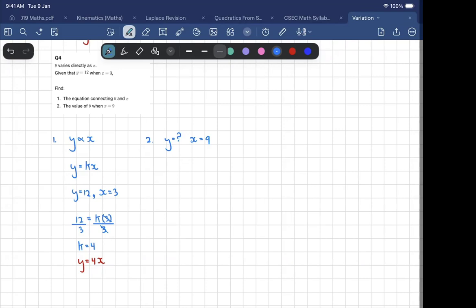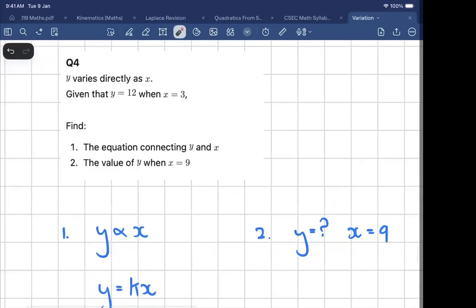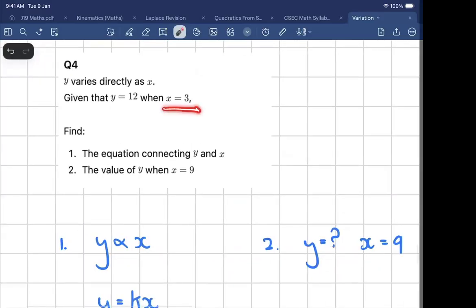Nia? What would I need to do with x to get y? So look at this example here, right? x is 3 and y is 12. What do we do to x to get y? We multiply by 4.